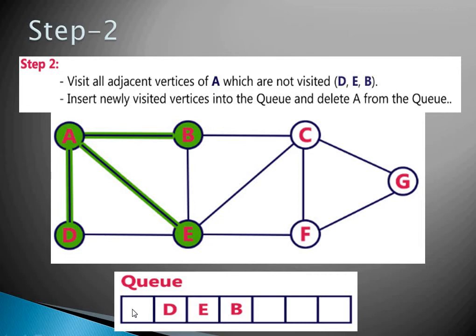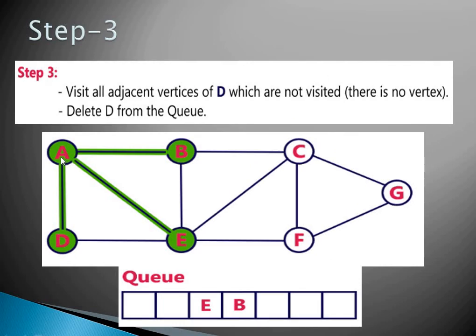Now you can see this table. A is removed. Why? Because A is already visited, right? And all the adjacent vertices are also visited. So new vertices are added to the Q and the old vertices are removed from the Q. Then in the next step, you have to remove one by one because you are selecting the next vertex.